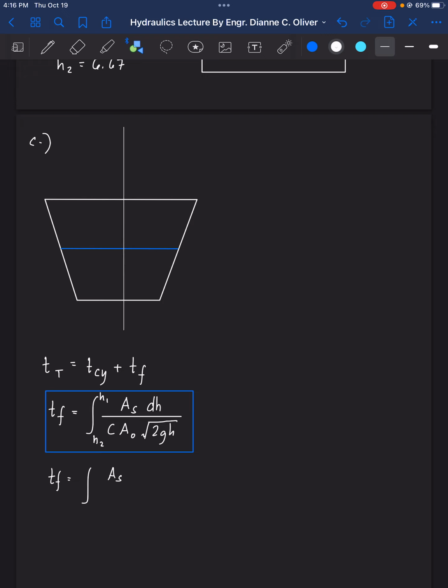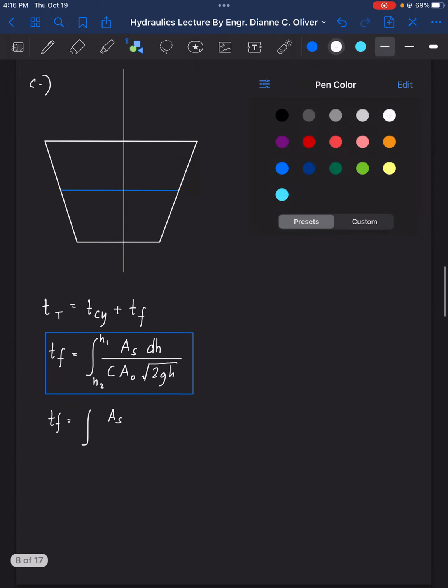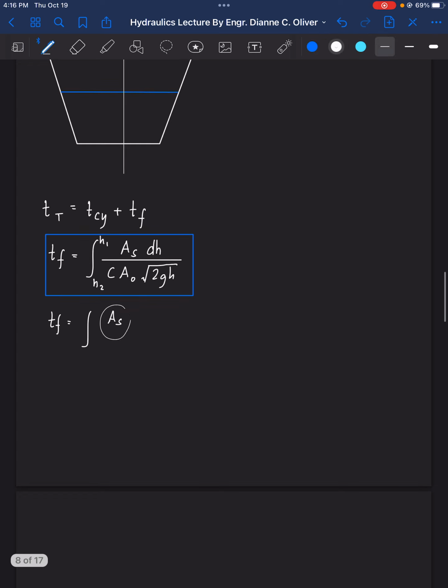So we need to convert this ES into something integratable, something we could integrate. So we need to find ES in terms of H. So we will use H here.